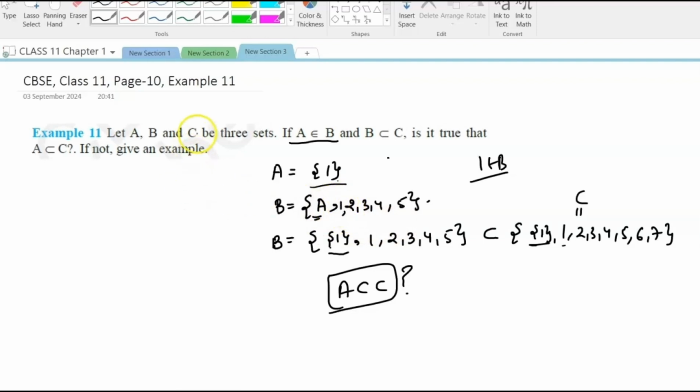Now, let's take another example. So, in this example, A is a subset of C because 1 belongs to A and 1 also belongs to C. 1 is an element of A and 1 is an element of C. So, in this example, A is a subset of C. But let's take a look at another example.